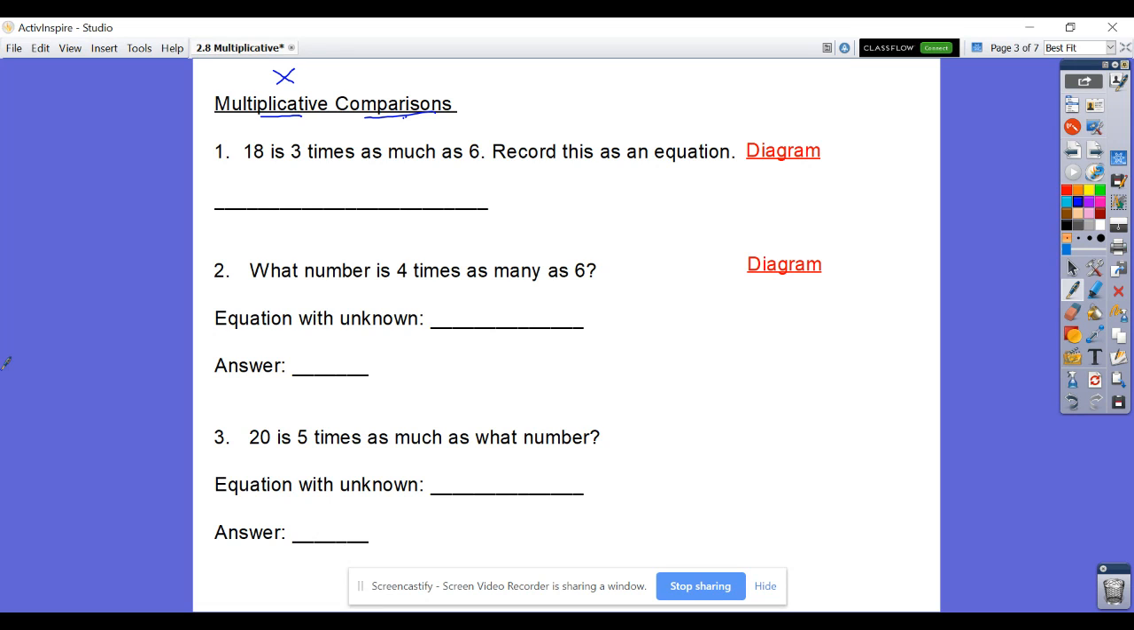Record this as an equation. Whenever you hear equation, we know it's going to have an equal sign, right? And now what we're going to do is just translate these words into math symbols. Not too bad, right? So we start with 18 because it told us 18, that means it's going to equal 3 times as much as 6, 3 times 6. Beautiful.